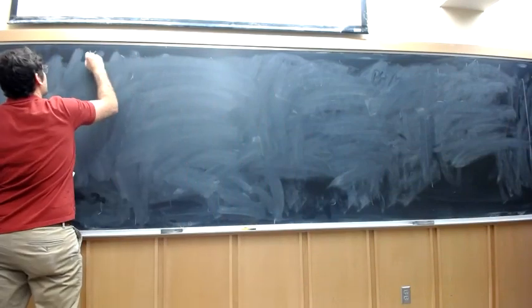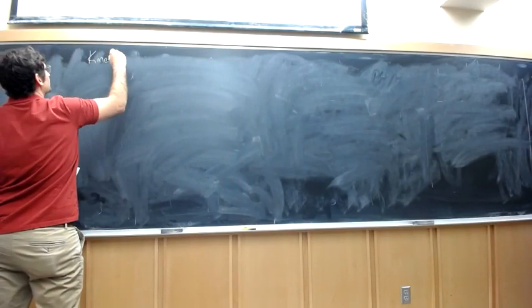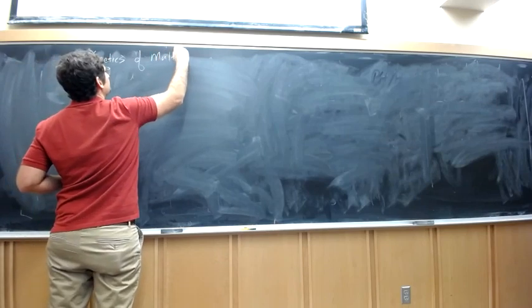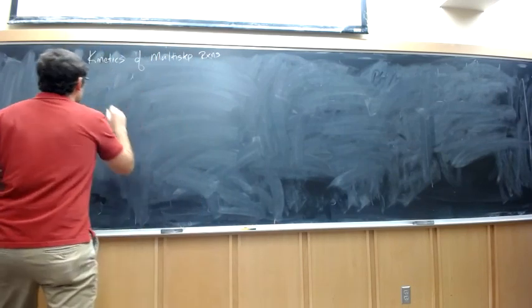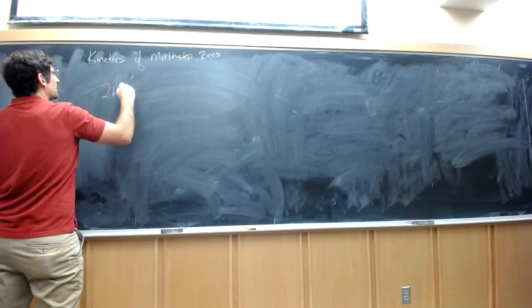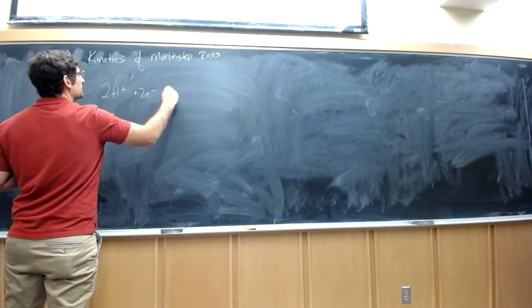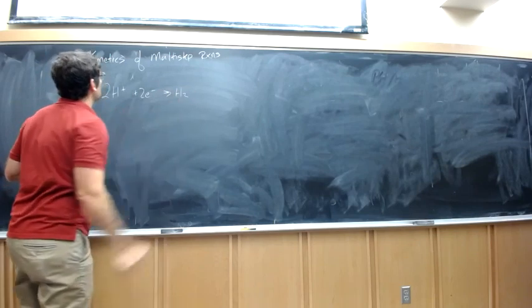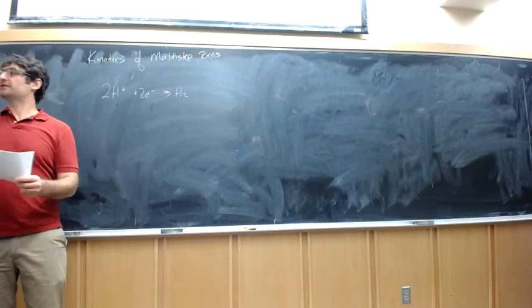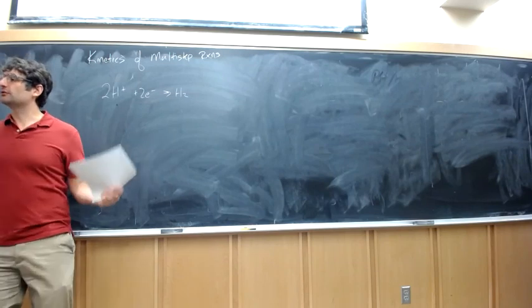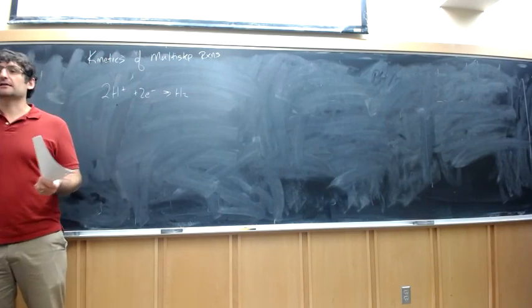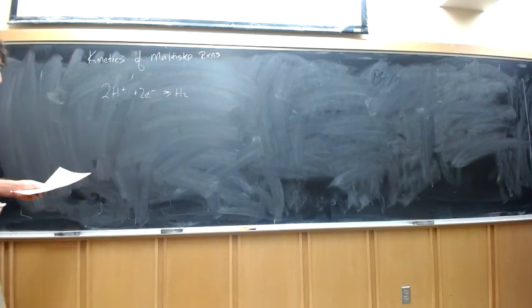Today we'll talk about kinetics of multi-step reactions. A simple multi-step reaction might be 2 protons plus 2 electrons goes to H2. It's very unlikely for 2 protons to hit the surface at the same point at the same time and 2 electrons to simultaneously hop on them and form a bond, right? Very unlikely, so that's not what happens. That's not what nature does.